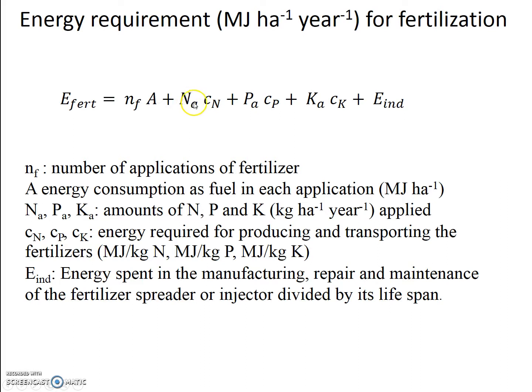Then we have NA, the amount of nitrogen applied, in kilograms per hectare per year, while CN is the energy required for producing and transporting each kilogram of nitrogen. The same goes for phosphorus and the same goes for potassium. Finally, we have a fourth component, which is the indirect component of energy spent in manufacturing, repairing, or maintaining the fertilizer spreader or injector over its lifespan.